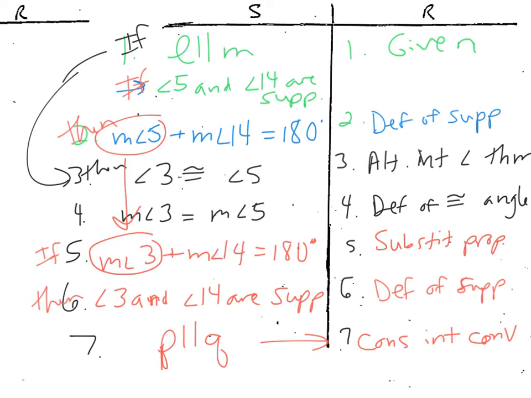And the last step, I know the lines are parallel because of my consecutive interior converse, because right here I had consecutive interior angles. I stated that they were supplementary, and then I use them down here to conclude. If that's true, then I know the lines are parallel by my consecutive interior converse.